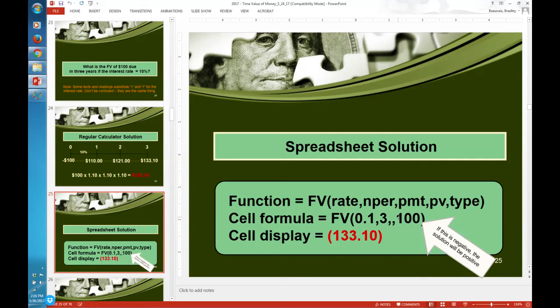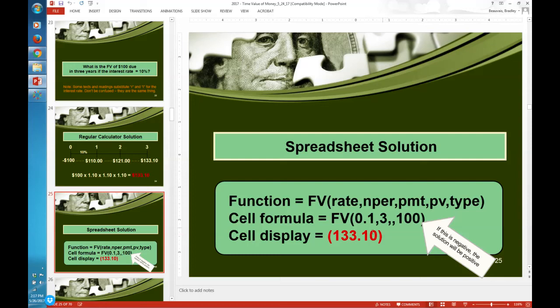That's our initial investment, okay? And then we're not going to use type. Type is going to become important when we start looking at annuities due versus a regular annuity. But in this case, we're not using payment and we're not using type. So we close the parentheses and we come up with that same $133.10. Now, as my arrow here indicates, normally if I'm taking $100 out of my pocket to invest, I want to enter this as a negative 100. That will return a positive $133.10 when I actually come to my calculation.